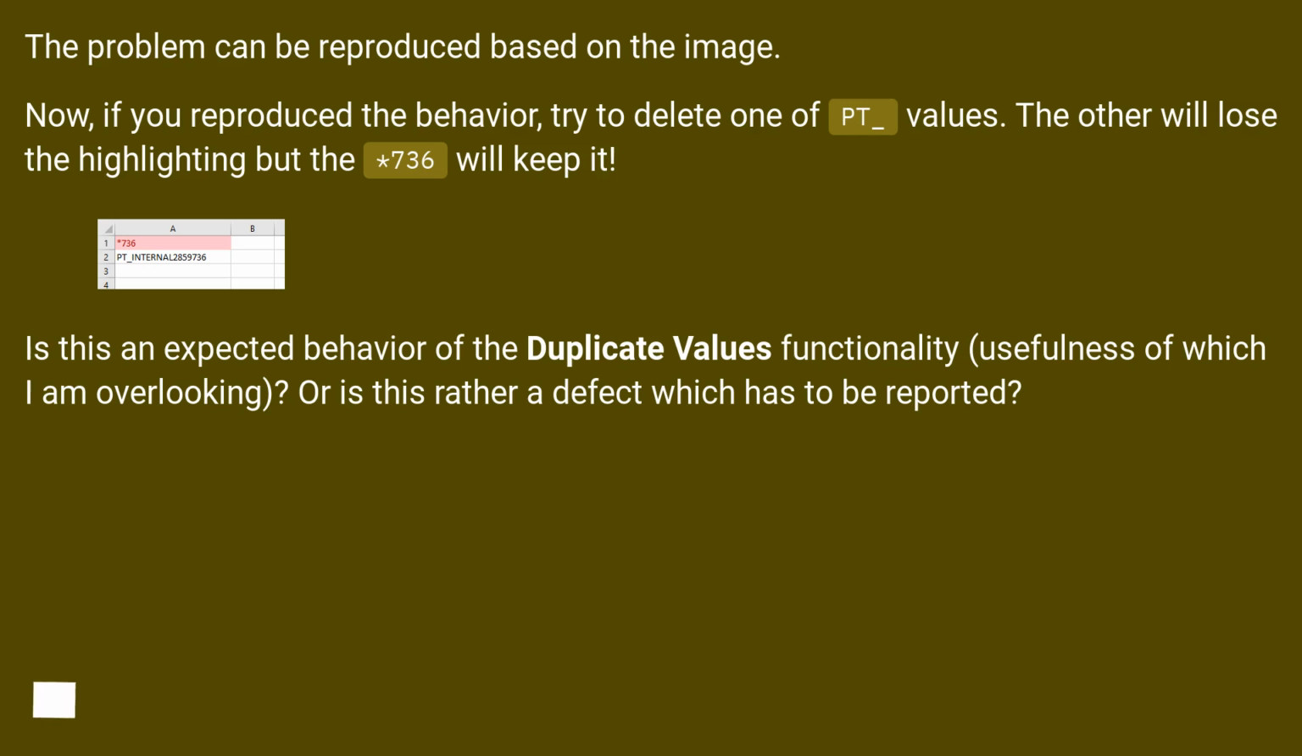Is this an expected behavior of the duplicate values functionality, the usefulness of which I am overlooking? Or is this rather a defect which has to be reported?